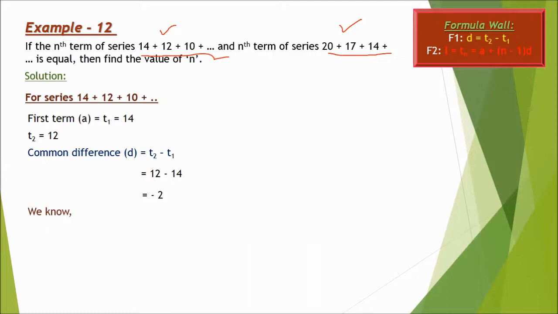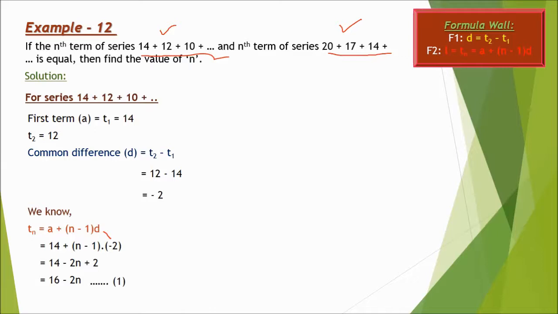Now we know the formula to find the general term: tn is equal to a plus n minus 1 times d. We have the value of a and the value of d, so we can substitute them, though we don't have the value of n. Multiplying, we get minus 2n plus 2, so that will be 16 minus 2n. Now this is equation 1.